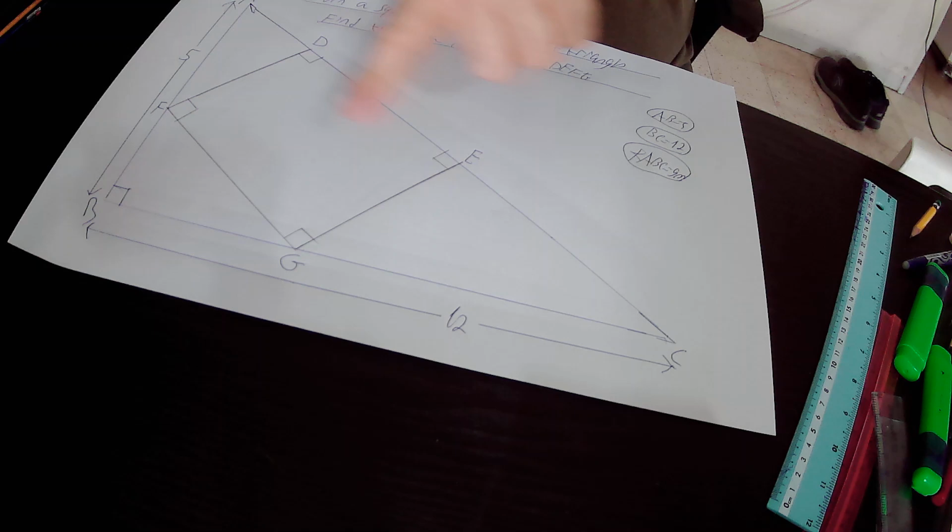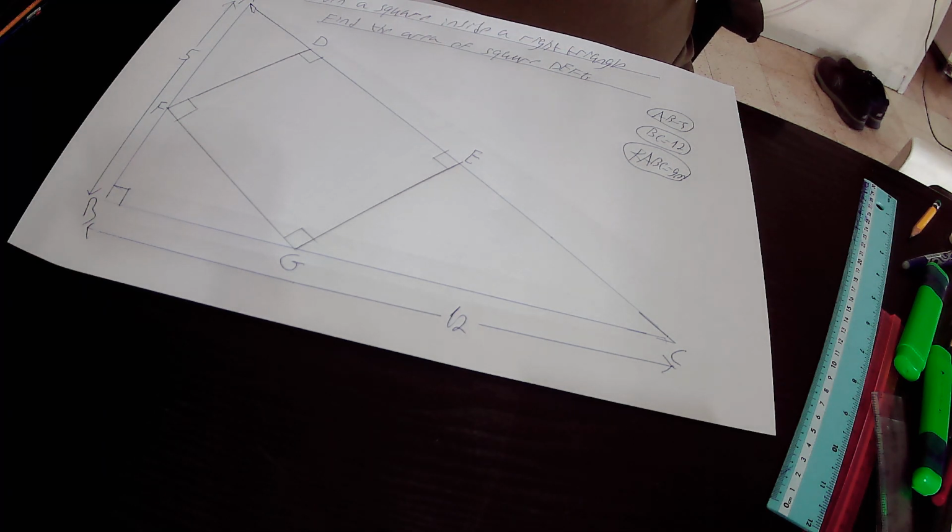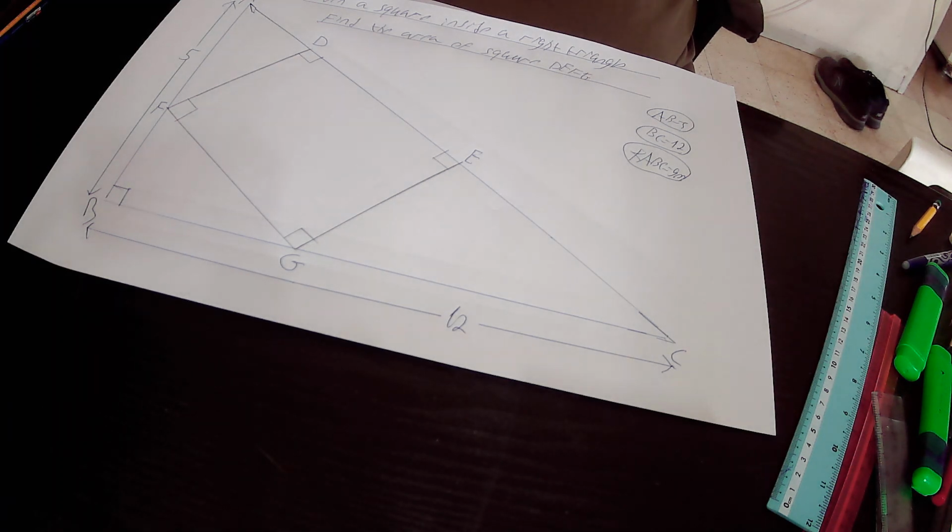Inside this right triangle, triangle ABC, we have square DEFG. And our mission is to find out the area of this square DEFG. So first of all, we will apply the Pythagoras theorem in this right triangle, triangle ABC.